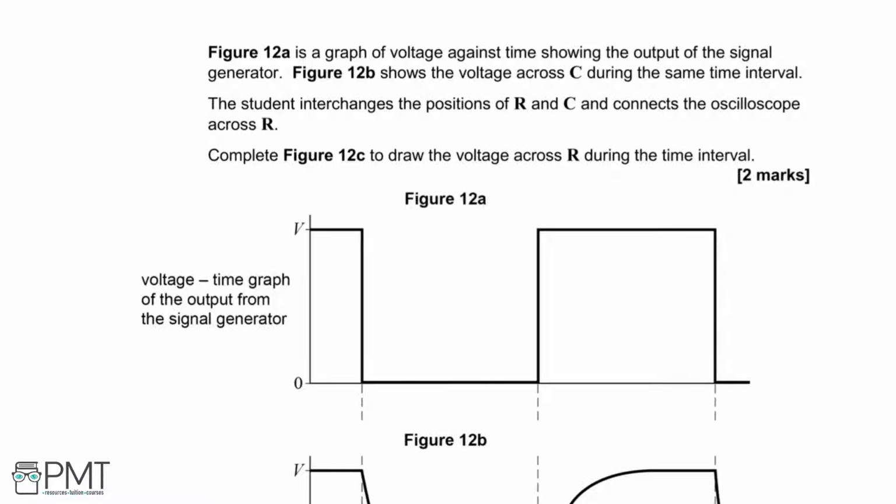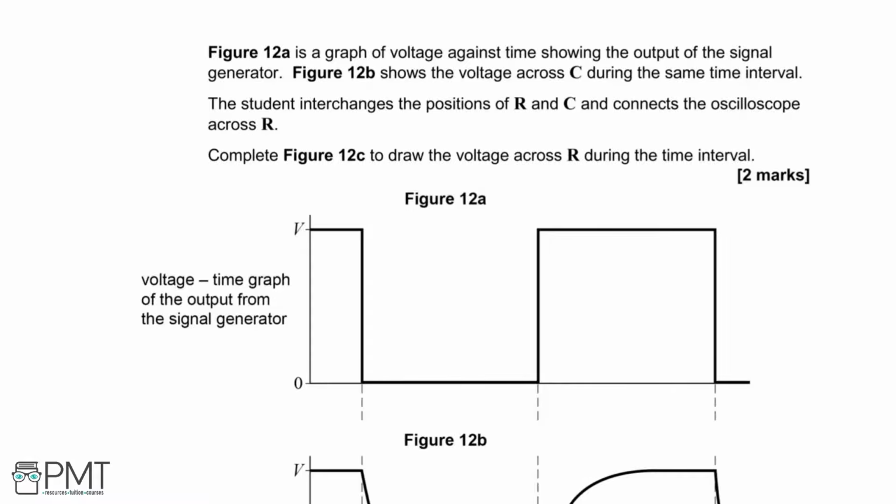Figure 12a is a graph of voltage against time, showing the output of the signal generator. Figure 12b shows the voltage across C during the same time interval. The student interchanges the positions of R and C and connects the oscilloscope across R. Complete figure 12c to draw the voltage across R during the time interval. Now, this is a 2-mark question.